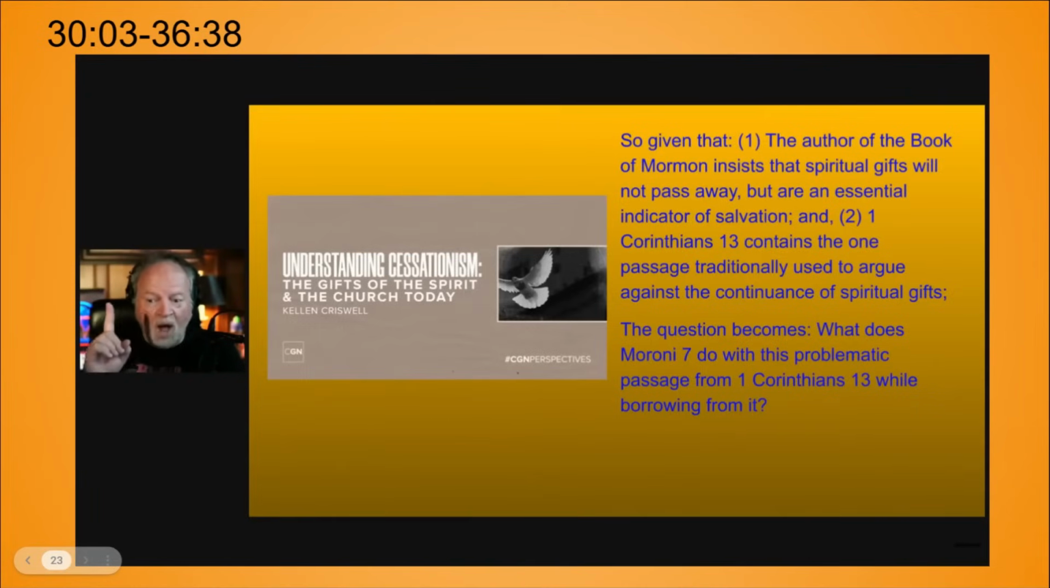So, given that, one, the author of the Book of Mormon insists that spiritual gifts will not pass away, but are an essential indicator of salvation. We're halfway through now. 1 Corinthians 13 contains the one passage traditionally used to argue against the continuance of spiritual gifts. The question becomes, what does Moroni 7 do with this problematic passage from 1 Corinthians 13 while it is borrowing from it? That is the question I pose, and that is where we have the fascinating answer.